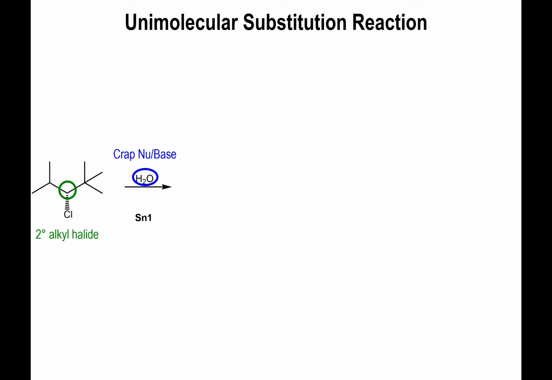So what's going to happen is that even though this carbon here is chiral, the chlorine is going to take off and it's going to form a carbocation. And when this carbocation is formed, you lose the chirality center. Now the water comes in and attacks, but here is another thing that you have to be careful about.